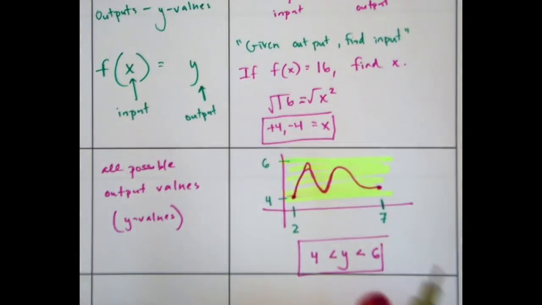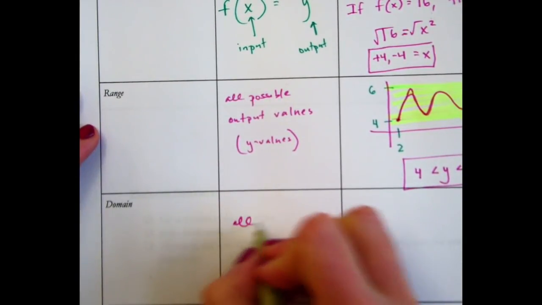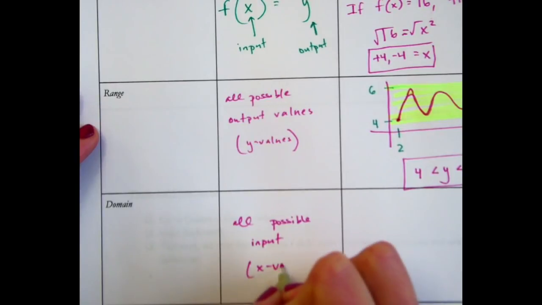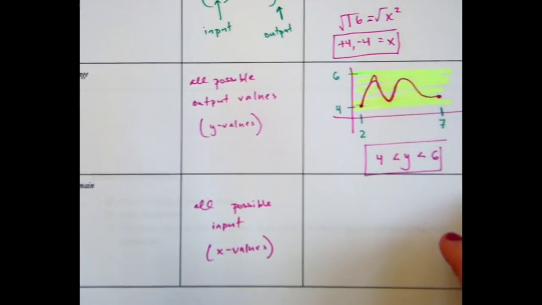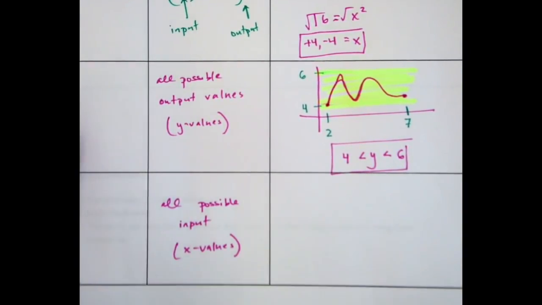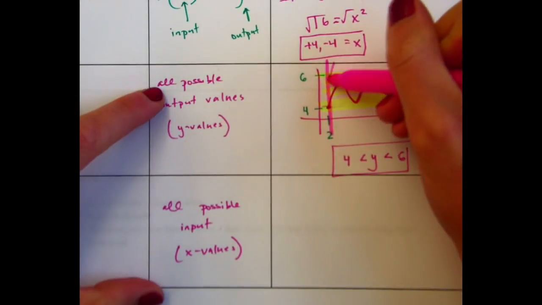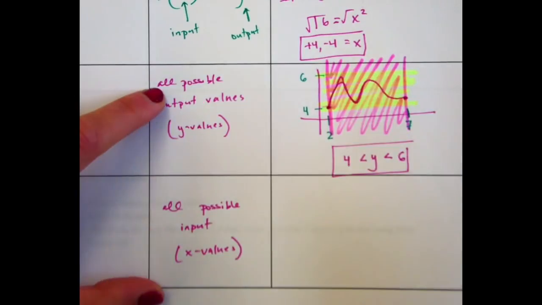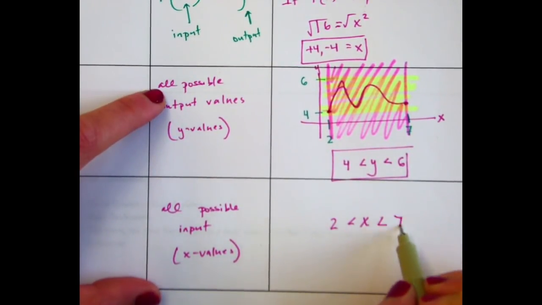Okay, so range has to do with possible y values. Domain is the opposite. All possible input or x values. Okay, so domain, let's use the same exact graph. I'm not going to redraw it, but the domain of this same graph would be x values are between 2 and 7. So for domain, we'd be looking horizontally along the input axis or the x-axis. I should have labeled x and y. So all possible x values, the lowest possible x value is 2, the highest possible x value is 7.